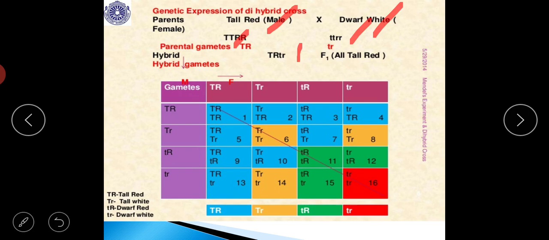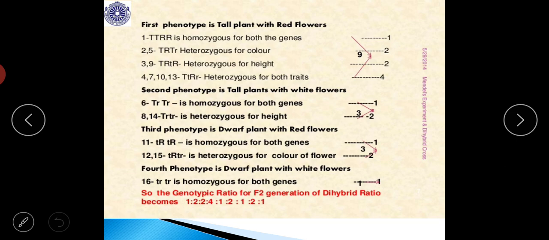And when these F1 plants are self-crossed or self-pollinated, they produce the F2 in this pattern, which we already discussed in the previous slide. So the first phenotype is tall plant with red flowers, that is capital T, capital R, homozygous for both the genes, and one such individual was produced. And 2 and 5 have the genotype capital T, capital R, capital T, small r, heterozygous for color, and 2 such individuals are produced.